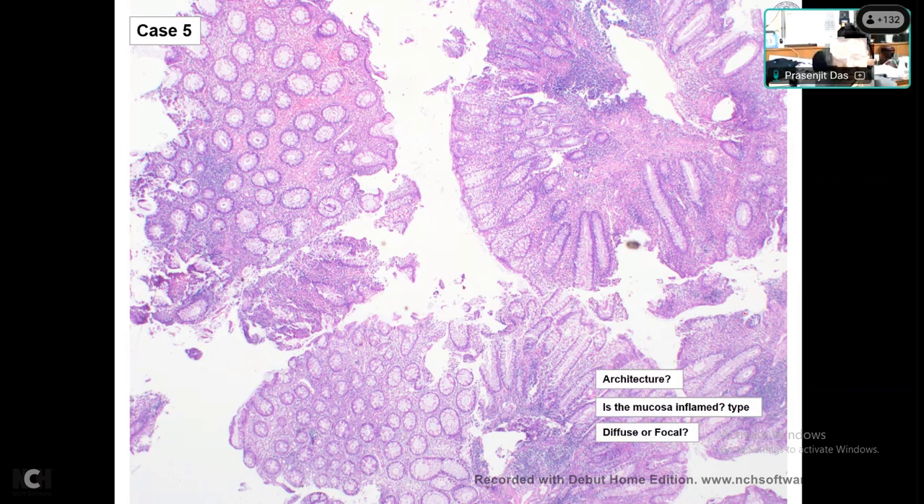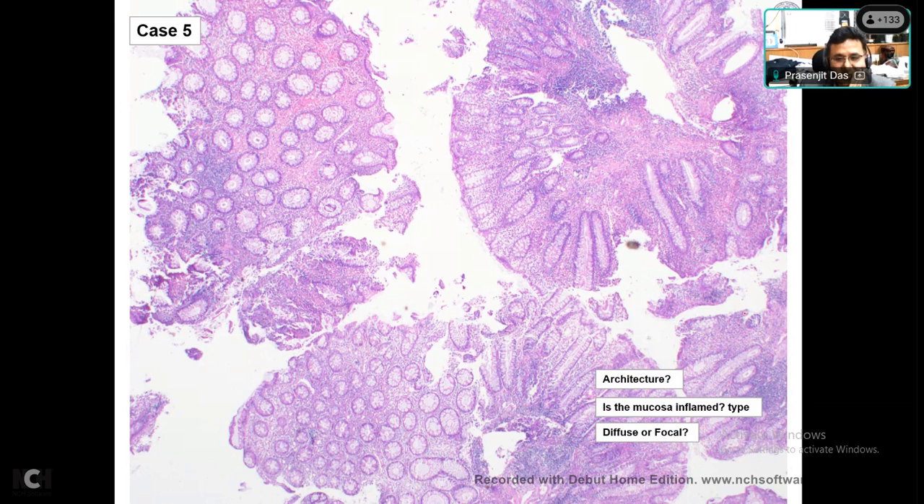So site of biopsy, can you comment? Yes, sir. This is from the colonic mucosa. No, colon is okay. Which part of the colon? I am asking for a reason. So we have seen ileocecal junction, we have seen cecal biopsies.